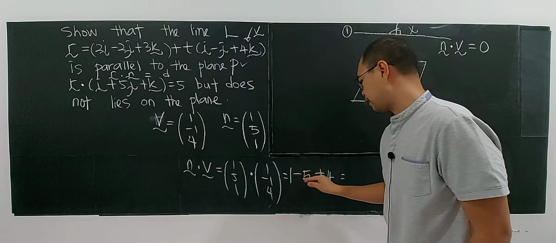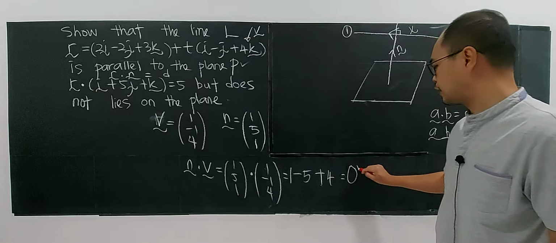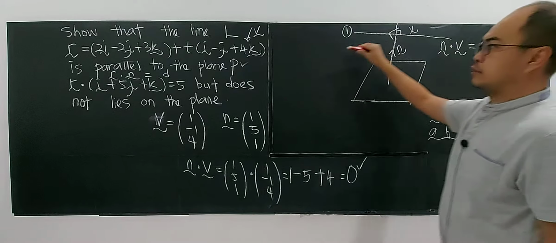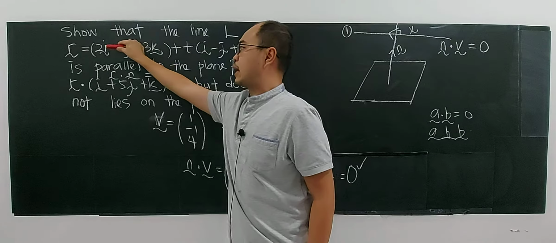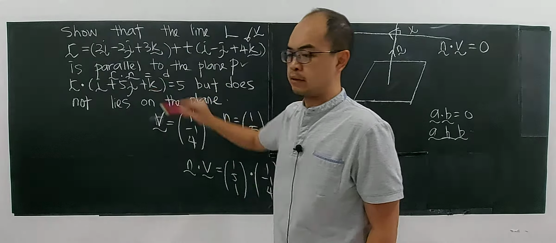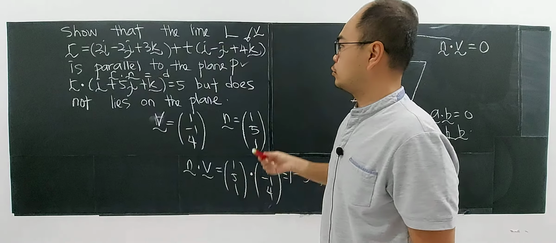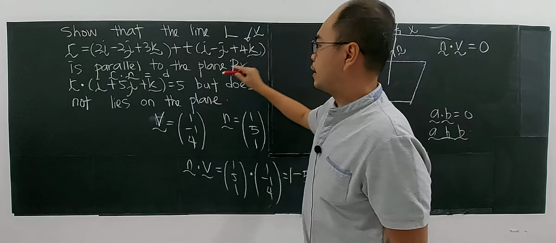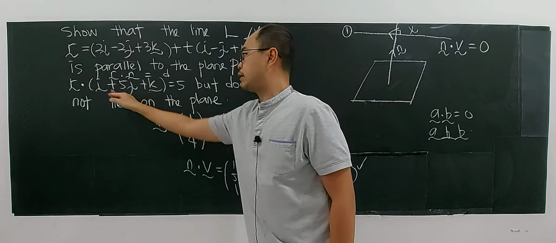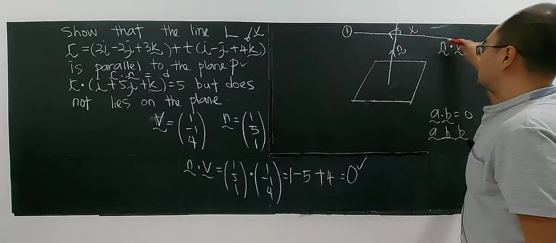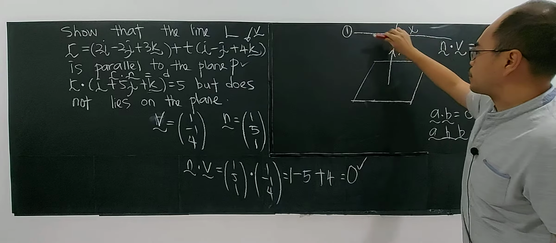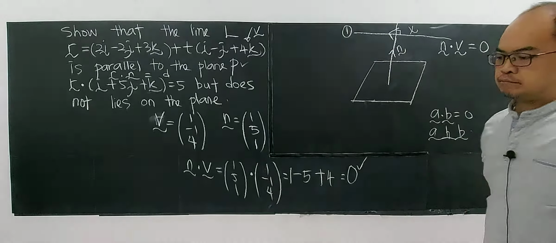1 minus 5, -4. -4 plus 4? Yes, you're getting 0. 0 is already enough to show that this line is parallel to the plane. Again, I remind you, because why? The direction of the line and the normal of the plane are perpendicular to each other. When they are perpendicular to each other, it means that the line is parallel to the plane, right?